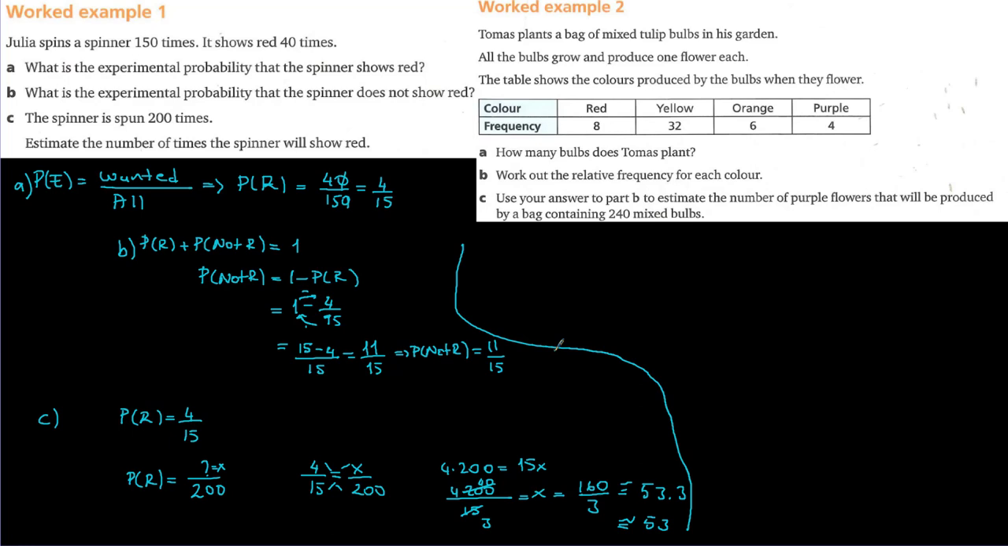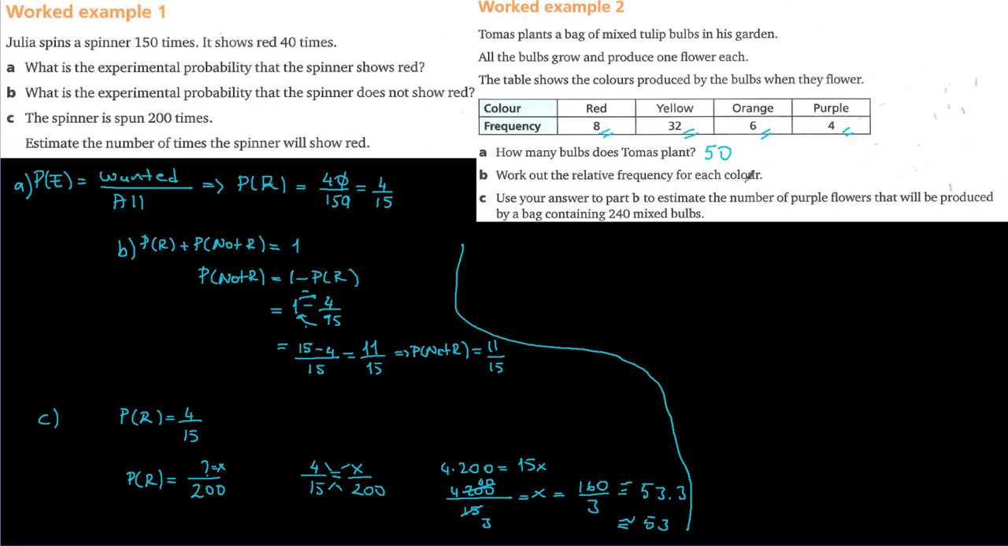From red we have 8. From yellow we have 32. From orange we have 6. And from purple we have 4. How many bulbs did Thomas plant? This is the important part, because this is all the possible cases. So 8 plus 32 is equal to 40. And then 6 plus 4 makes 10, and 10 plus 40 makes 50. So the answer is 50.